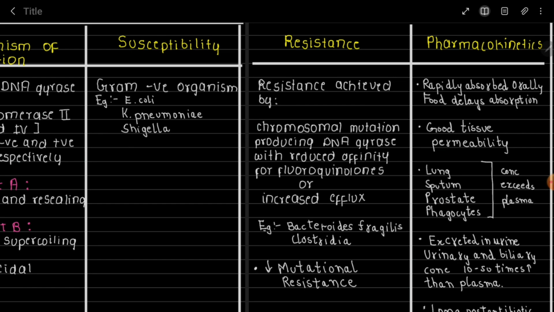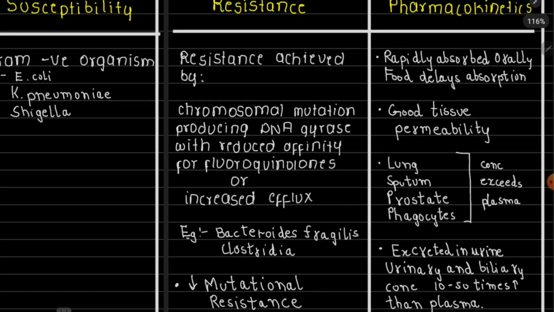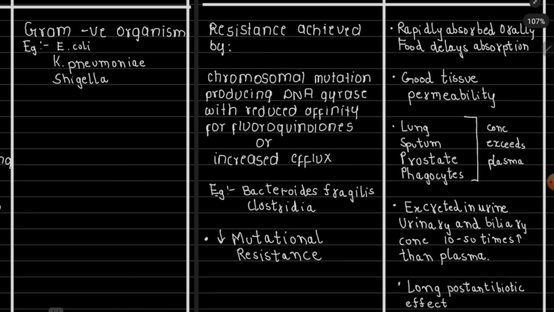Alright, so let us move on to the pharmacokinetics. These drugs are rapidly absorbed orally, but food may delay their absorption. They also have very good tissue permeability. Now, the concentration of the drugs in lung, sputum, prostate and phagocyte highly exceeds their concentration than in plasma.